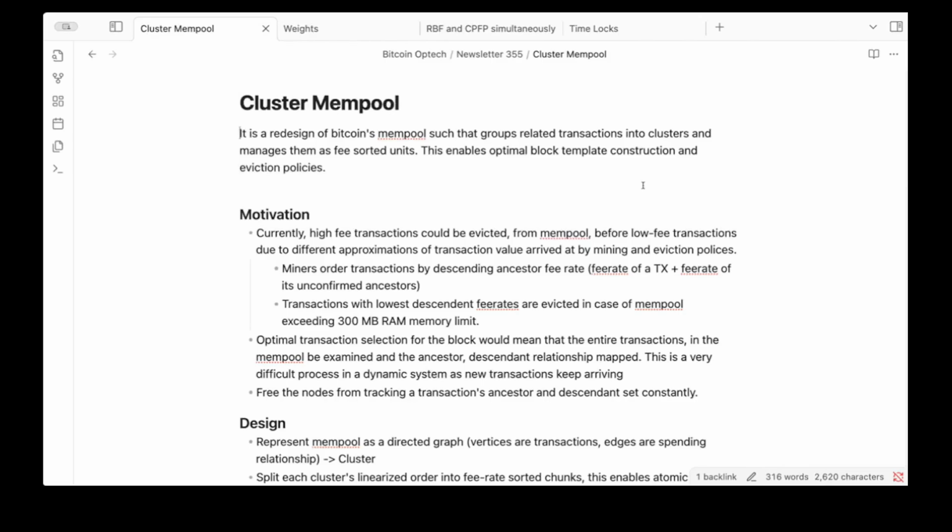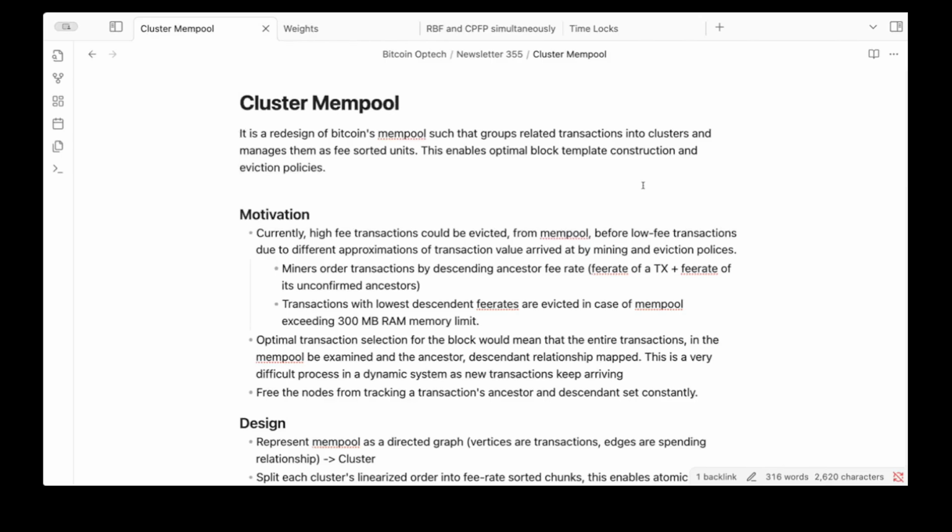So why is the cluster mempool idea being worked on? Now there are policies that govern what transactions go into a block, which miners follow, and there are policies that manage the transactions that live inside a mempool. Because mempools are set to a default limit of 300 MB of RAM, you cannot keep on adding transactions that are being broadcast into the mempool. So you need some policies to evict transactions from the mempool.